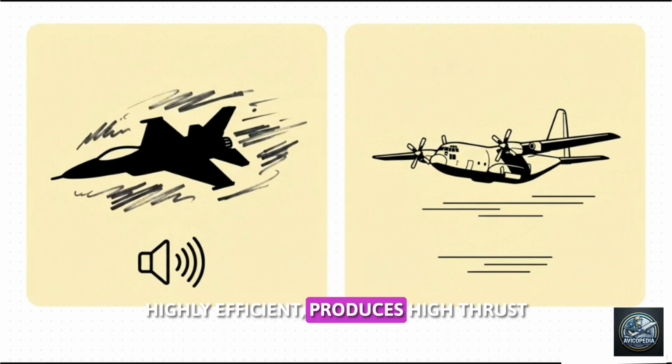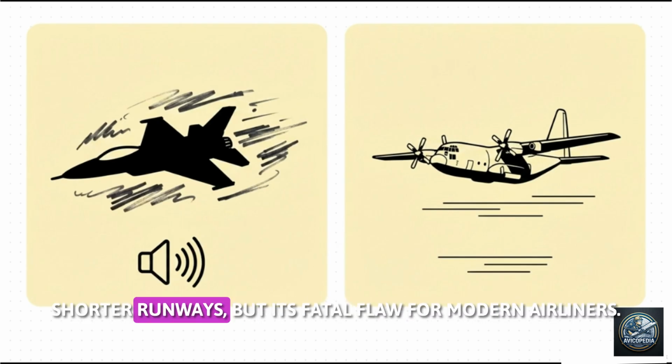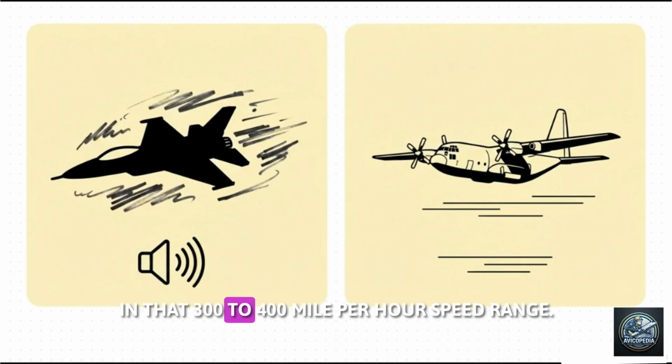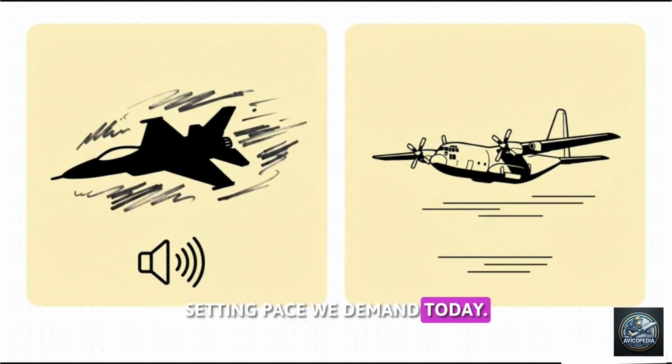On the completely other end of the spectrum, you have the turboprop. Highly efficient, produces high thrust right off the bat, which lets aircraft use way shorter runways. But its fatal flaw for modern airliners? Turboprops are generally only efficient in that 300 to 400 mile per hour speed range. They just cannot keep up with the jet-setting pace we demand today.